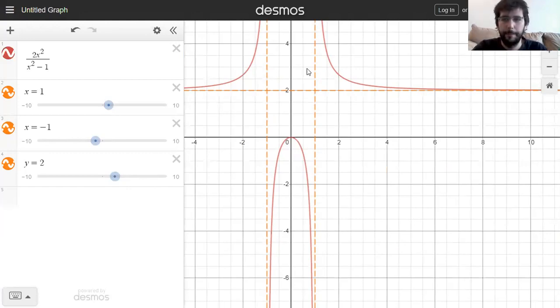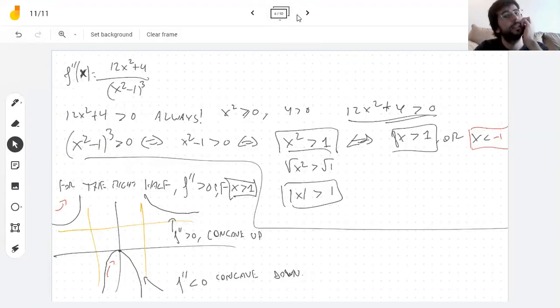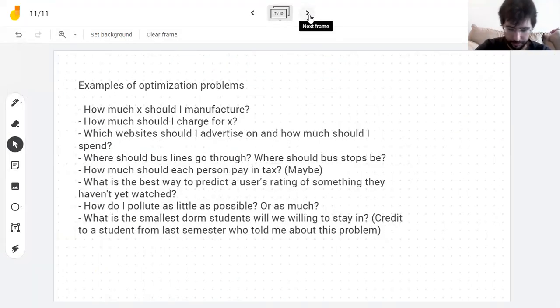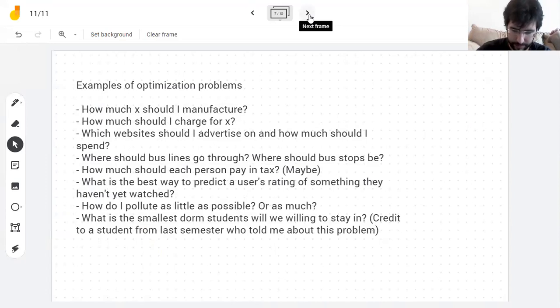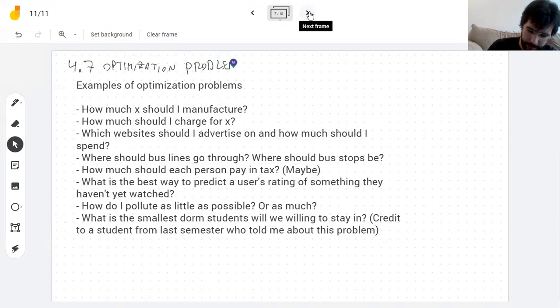So if you go to the syllabus, section 4.6 has skip written in all caps. So I'm moving to 4.7, optimization problems. More word problems, groan, but this is the reason we do calculus. There's more than one reason, but this is the big one.